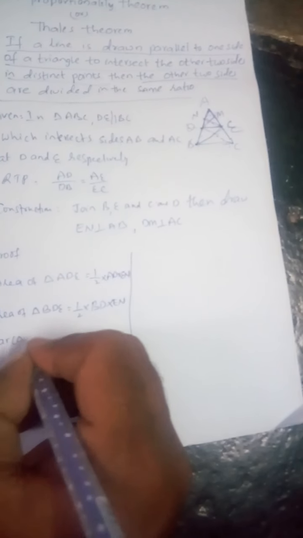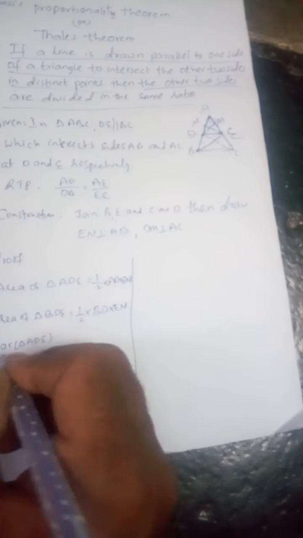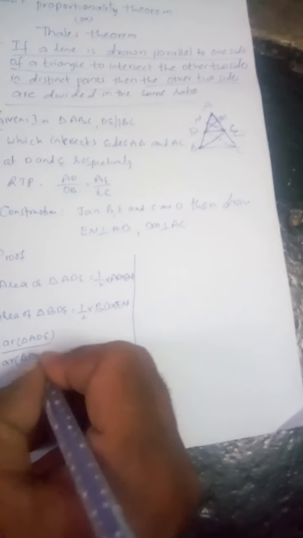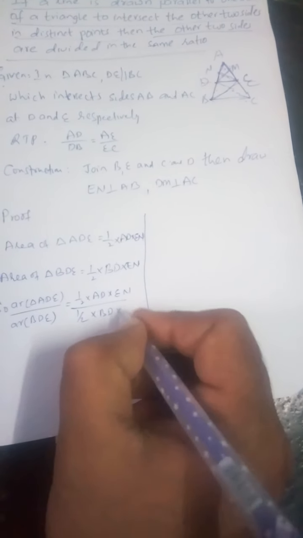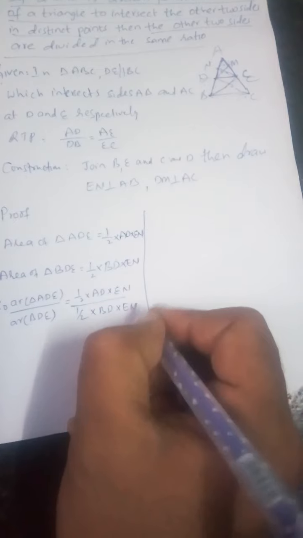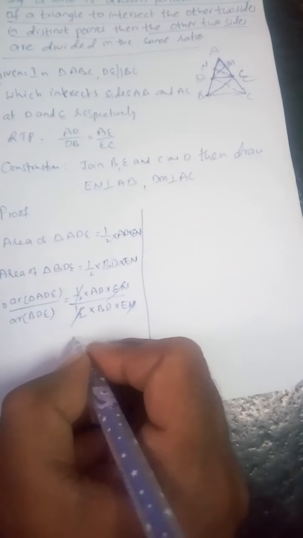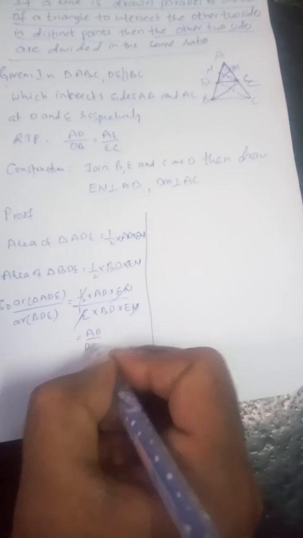So, area of triangle ADE by area of triangle BDE equals half into AD into EN by half into BD into EN. EN cancels, half cancels. This gives AD by DB. Equation 1: AD by DB.